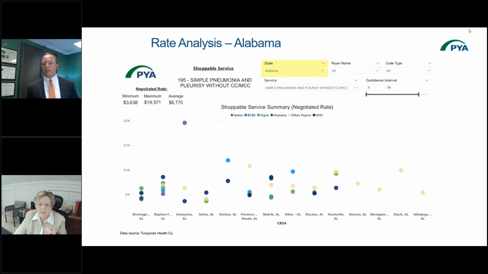So we have the major payers: Aetna, Blue Cross, Cigna, Humana, and United Healthcare. And then we have grouped all other payers that would traditionally be lower volume. For instance, here we have Enterprise, Alabama. The highest average negotiated rate that we see would be for Aetna, and so on, with the ability to filter by specific payer name or code type, or the confidence interval can be modified to exclude or include outliers as we define. Later on, we'll have markets outside of a CBSA that we'll categorize as other in the slides to follow.